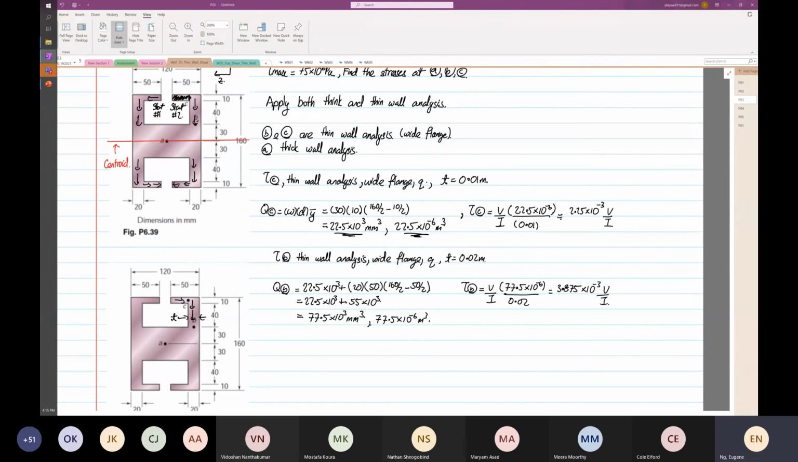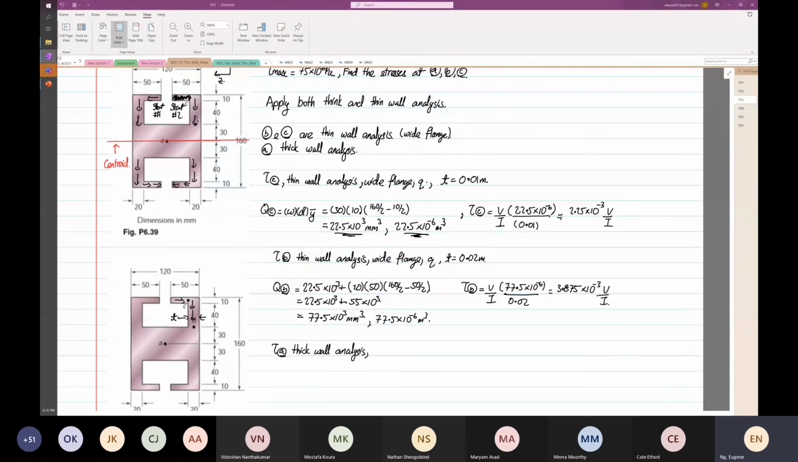So now we're going to find the centroid. Now, I know if it's thick wall analysis, the maximum shear is always going to be at the what? Centroid. But for this case, you have a combination of thick wall and thin wall, right? So for this case, the centroid might not have the highest shearing stress. We have to check. So the shear stress at point A. So now we apply thick wall analysis.